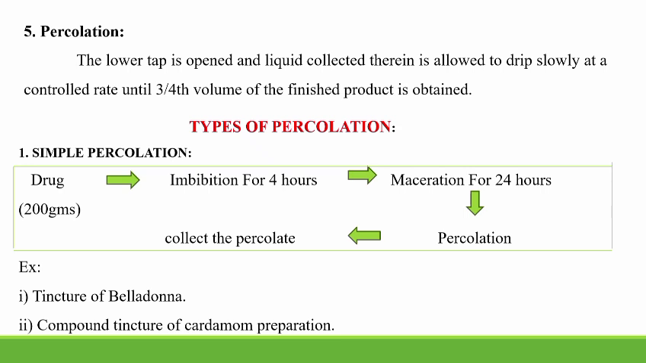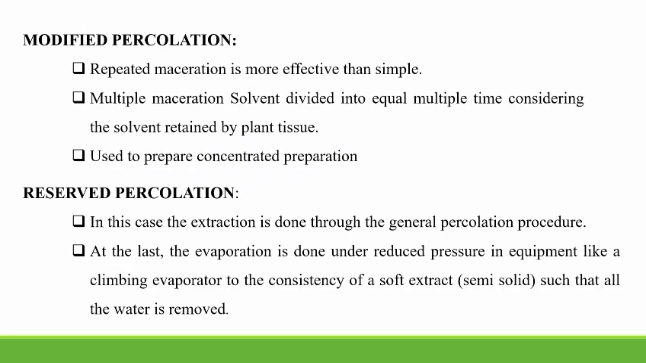There are many types of percolation. The first one is simple percolation. Here the same process we have already described is continued. First we take our drug and imbibe it for 4 hours, then macerate for 24 hours, then percolate and collect the percolate. These are the steps involved in the normal percolation process, so it is known as simple percolation. For example, tincture of belladonna and compound tincture of cardamom preparations. Simple percolation means it involves the steps used for the normal percolation process.